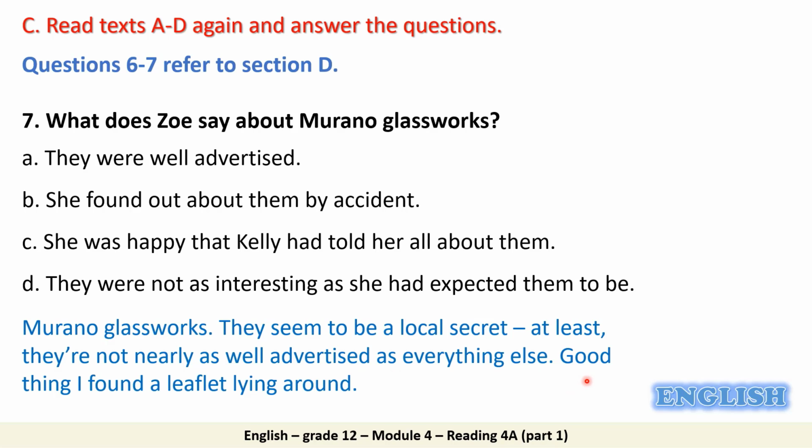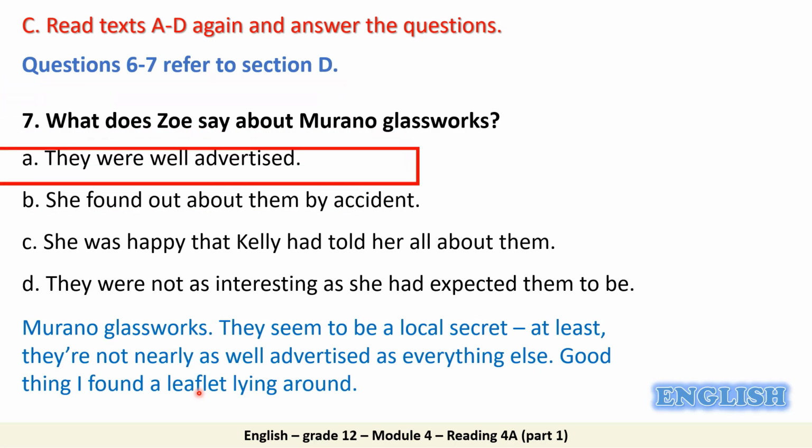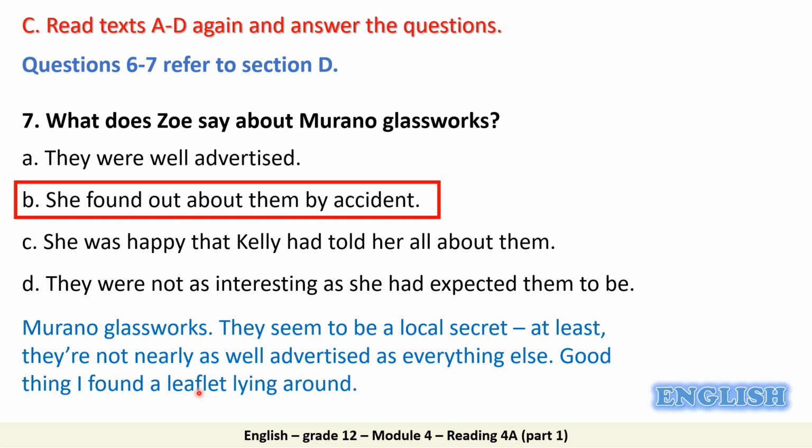So, if she hadn't found the leaflet, she wouldn't have seen the Murano Glass Works, and this makes B the answer to this question, and she found out about the Murano Glass Works by accident, only because she found the leaflet lying around.